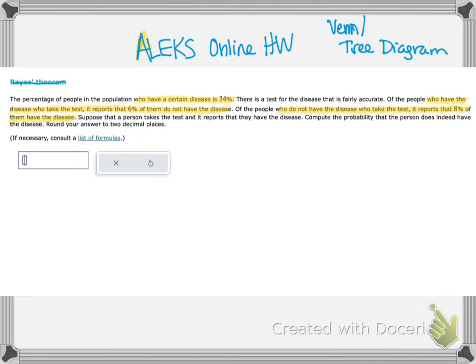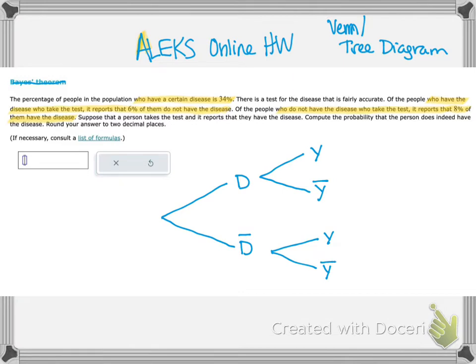So right now we're going to ignore the rest of this and go ahead and draw a tree diagram of the situation. So we either have the disease or we do not, right? And then the test either reports a yes or it does not. Excuse me, not the disease. The test reports a yes or it does not.